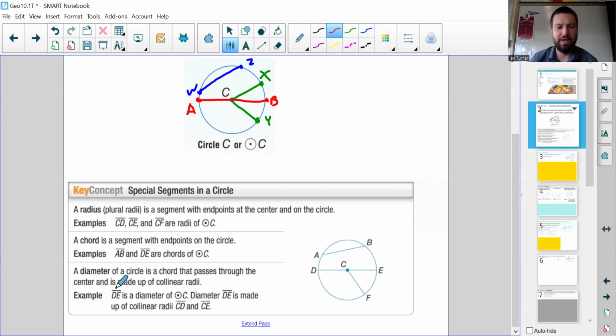And then look at this little bit, made up of collinear radii. So it's basically like two radii put together. If we look at this picture down here, CE is a radius, and so is CD. Those two together, because they're collinear, on the same line, make the diameter DE. Really good, fun stuff. Circles are cool. There's a lot to them. Again, if you're still writing, pause, write, pause, write. Let's see what else we got.